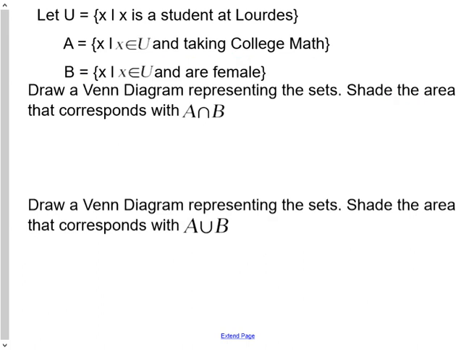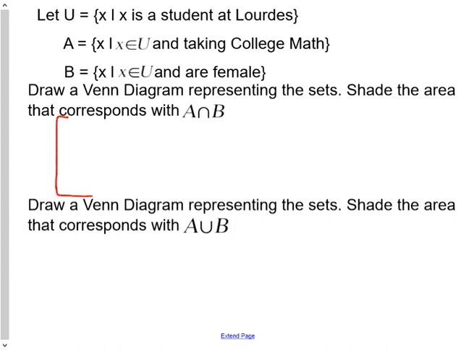Let U be X such that X is a student at Lourdes. And now A is X such that X is in U and taking college math. And then B is going to be the set of students X such that they're a student at Lourdes and they're female. So drawing a Venn diagram representing these sets.